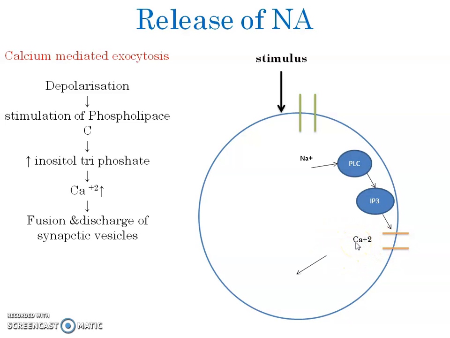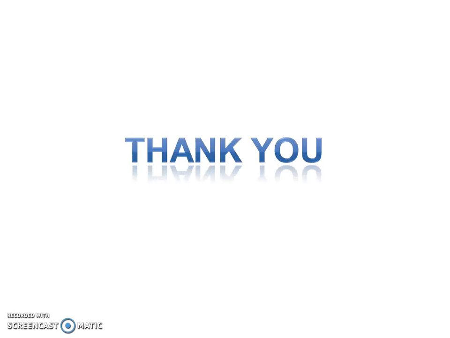What does this calcium do? This calcium enters the synaptic vesicles where our noradrenaline is stored. And then there is fusion and discharge of these synaptic vesicles, releasing the noradrenaline. So this is about the release of noradrenaline. Now hope you have understood the whole sympathetic neurotransmission. Thank you. Please refer to Rang and Dale's Pharmacology for further reference.